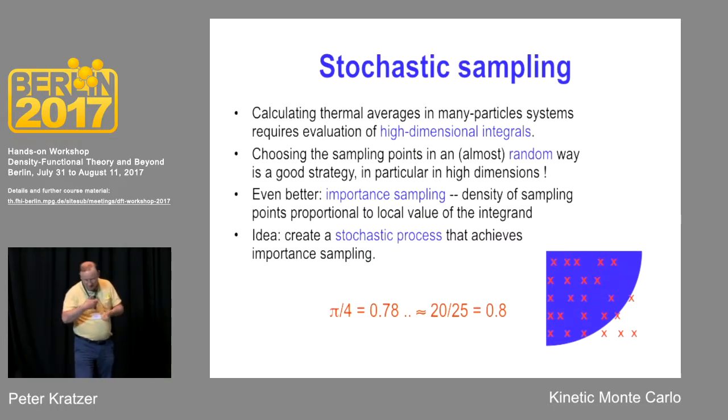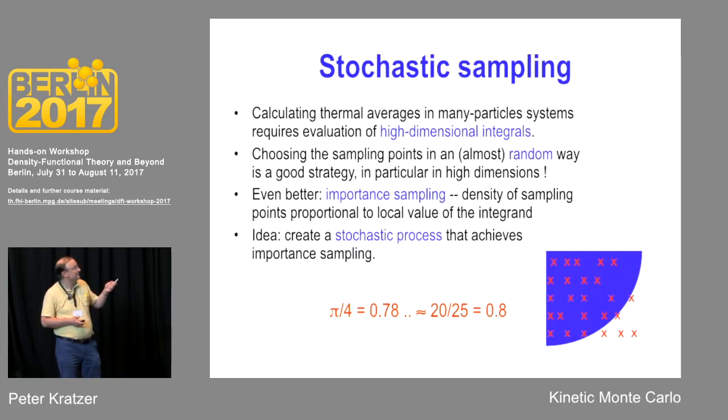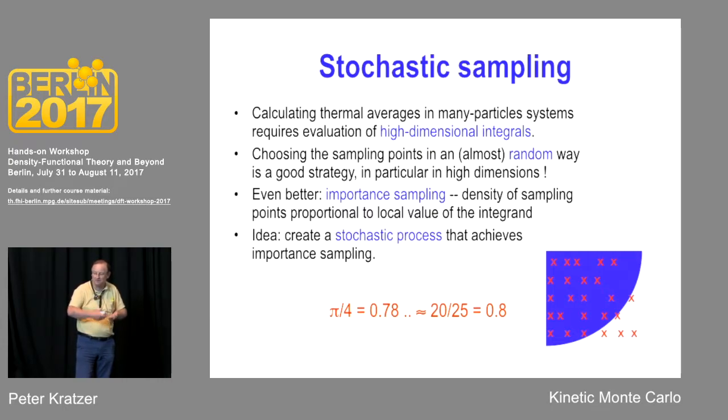Now, of course, if you have an Ising model or things like that, you want to do it a little bit more sophisticated. You use what is called importance sampling. The density of your sampling points should correspond to the weight of your integrand. Where the integrand is high, you want many sampling points. Where it's low, you need only few. And there is another idea that comes to it. To create this distribution of sampling points, we use a stochastic process. So it's not an analytical formula, but a random process that generates the sampling points according to importance sampling.